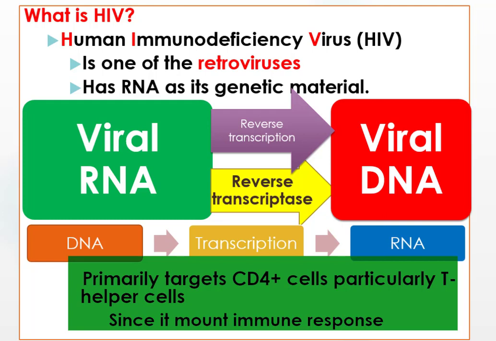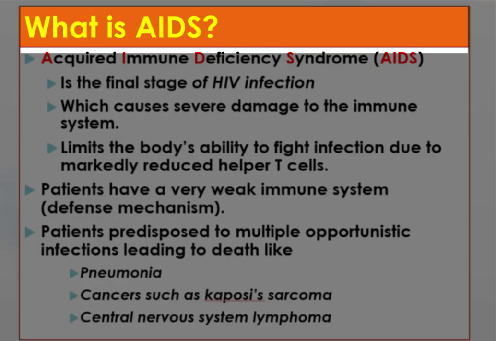Without these crucial T helper cells, the body cannot mount or control a defense mechanism against invading bacteria or viruses. This is the reason that AIDS patients die of infections that a healthy person could fight off or cope with. What is AIDS?